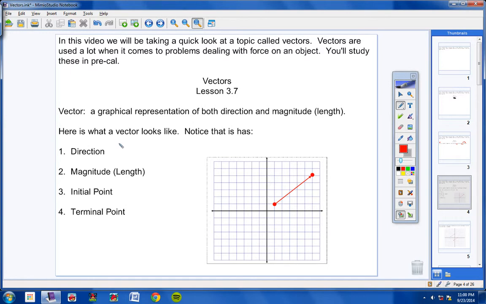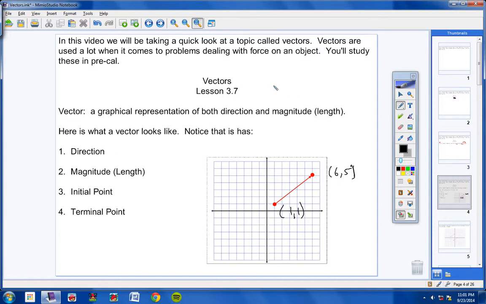Now, here is what a vector looks like. I would encourage you to copy this in your notes. Take a second, please. Quickly draw a coordinate plane, and you'll have a point here at 1, 1, and then put a point at 1, 2, 3, 4, 5, 6, and up 5. So a point at 6, 5. Go ahead and copy this in your notes. This is what a vector looks like.